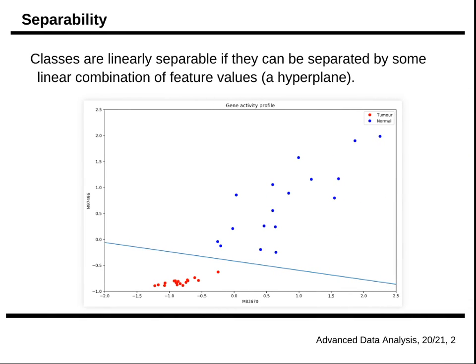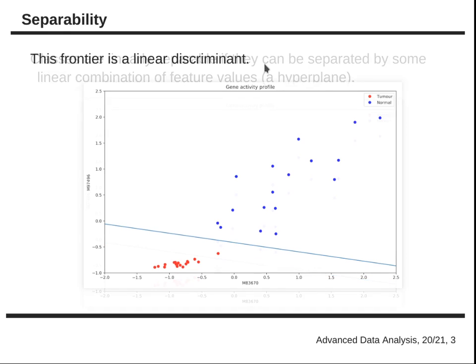So let's start with this notion of separability, that we want to separate classes. We can say that the classes are linearly separable if we can separate them by something that is straight, a linear discriminant. So basically a linear combination of the features. In 2 dimensions, this will be a straight line. In 3 dimensions, a plane. In many dimensions, a hyperplane, but it's a linear combination of the features.